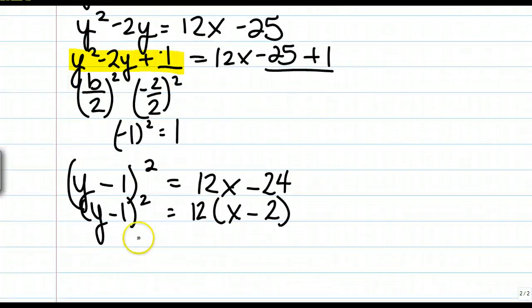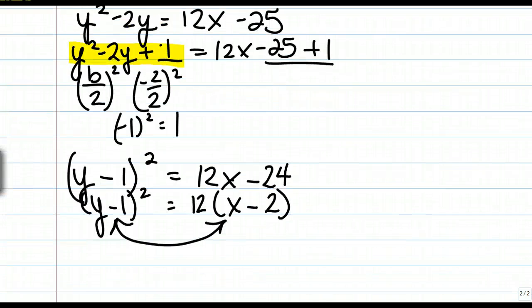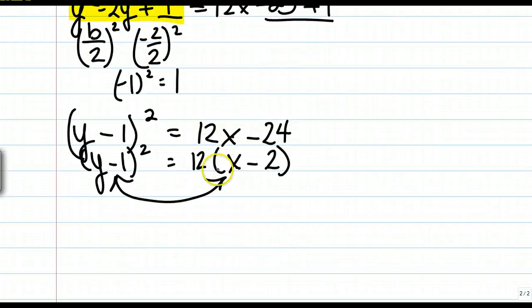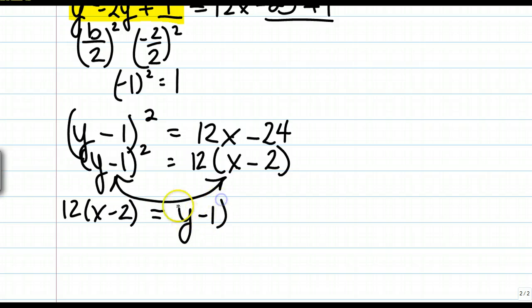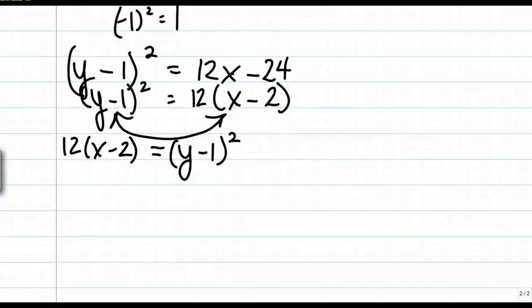The only thing now is that my squared part is on the wrong side, so we're just going to flip these two sides. So I'm just going to write 12x minus 2 here, y minus 1 squared. I'm not changing any sides, I'm not subtracting it to the other side, I'm just reversing it. With the reflexive property, you're allowed to do that.